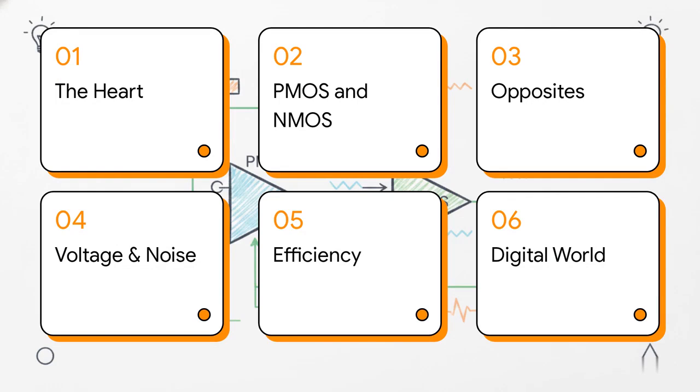So here's our roadmap for this explainer. We'll start with the heart of all chips. Meet our key players, PMOS and NMOS, and watch their dance of opposites. Then we'll take a deep dive into voltage transfer and noise, explore their power, speed, and efficiency, and finally, look at how they build our digital world.